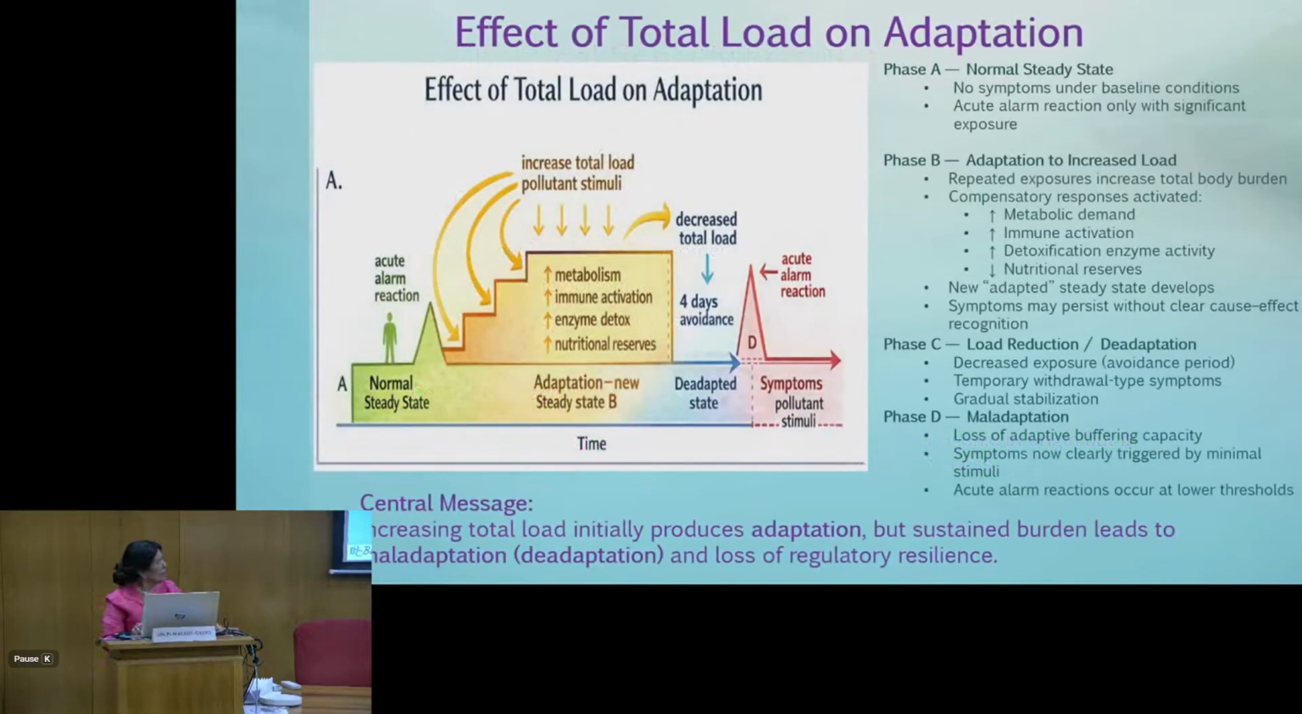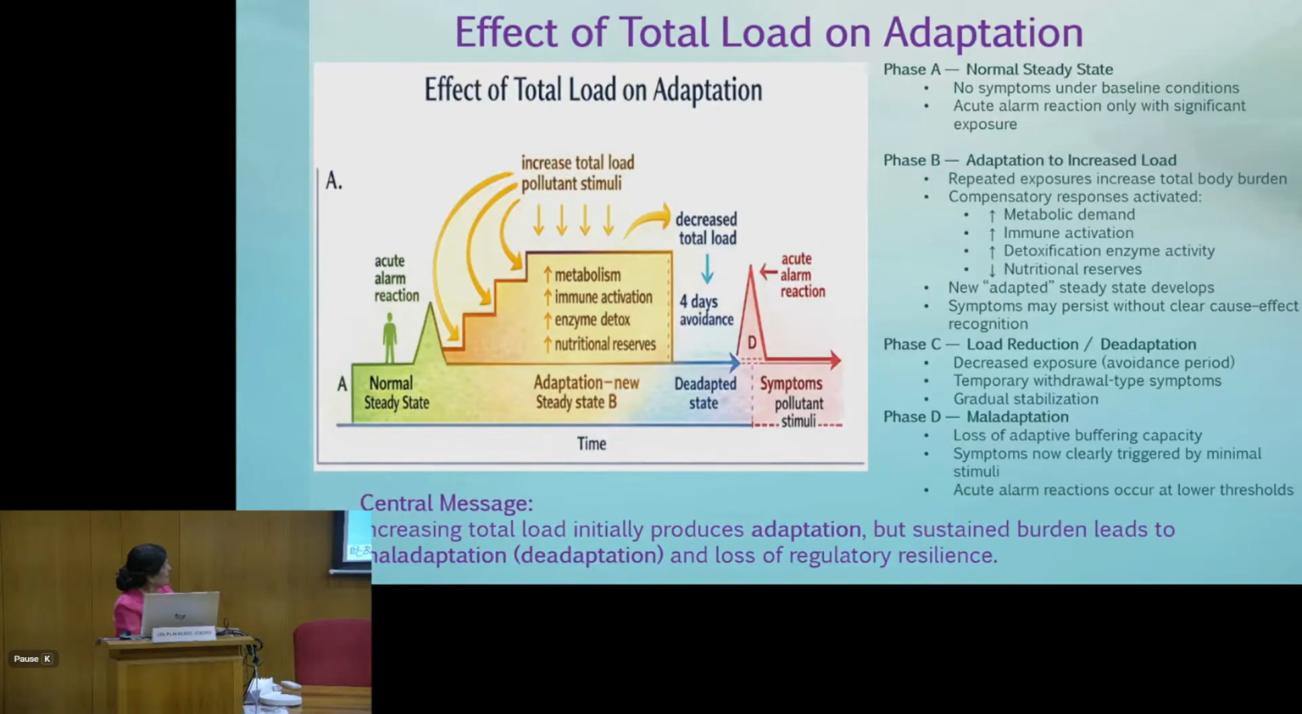So now let's look at how the body tries to adapt to the increasing amount of total toxic burden from the environment. So you see phase A, unfortunately. This is phase A, which has a normal steady state. There are no symptoms, and they are under baseline conditions. And when there is some pollutant exposure, there is an alarm reaction. However, the body comes back to normal.